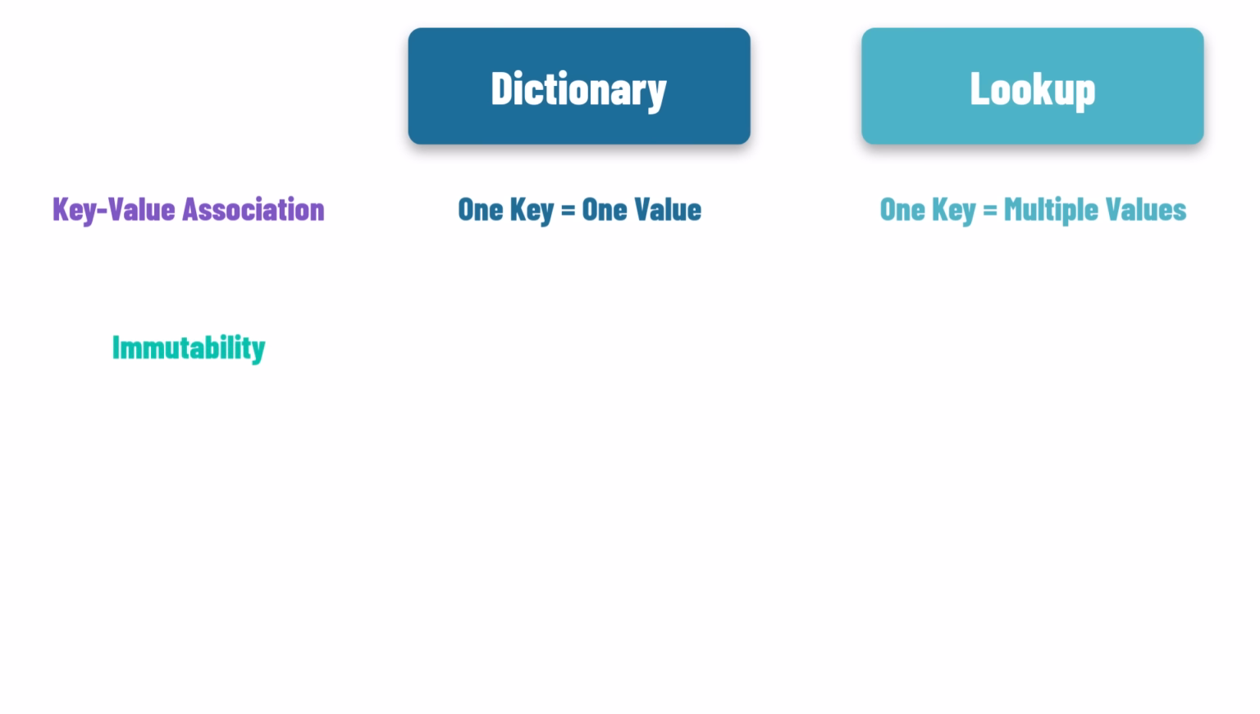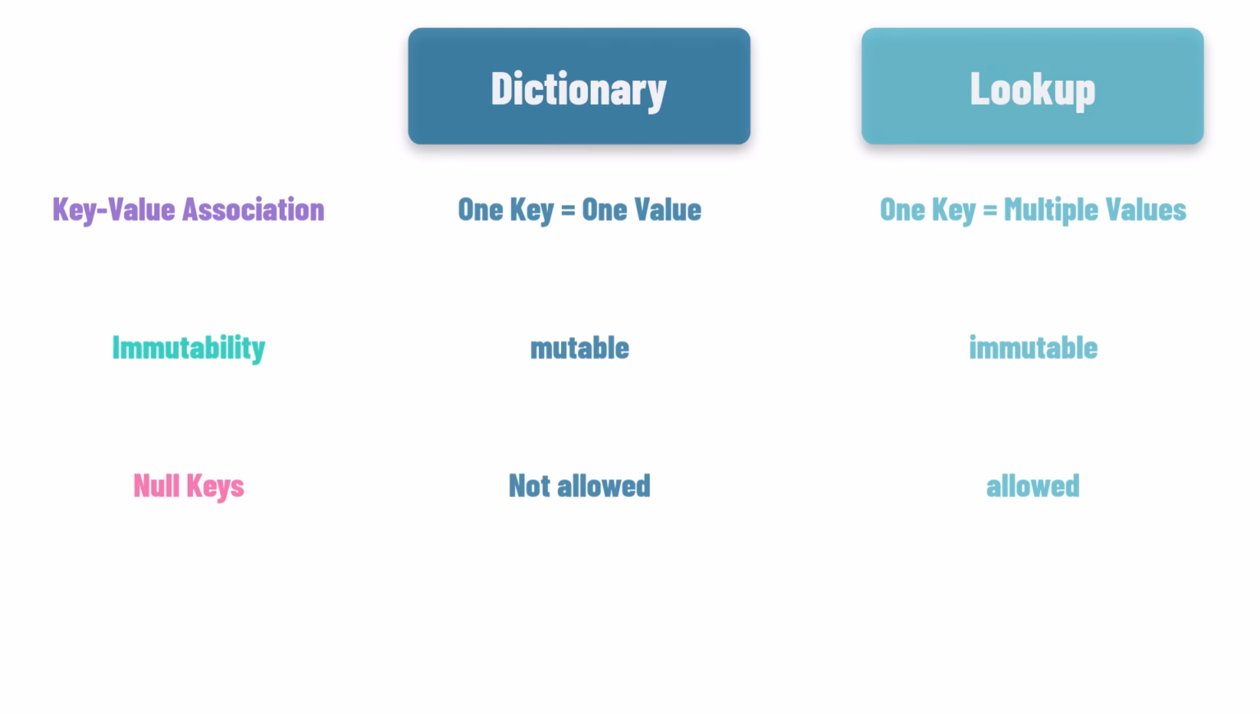Immutability. A dictionary is mutable, you can add or remove elements after its creation. A lookup, however, is immutable. Once it's created, you cannot change its elements. Null keys. A dictionary doesn't allow null keys, while a lookup can handle null keys. This is the difference between both structures.